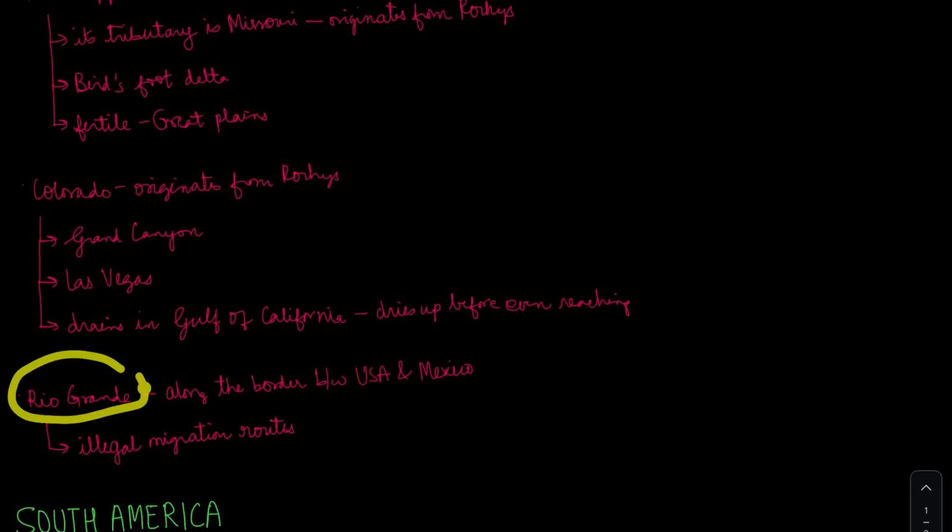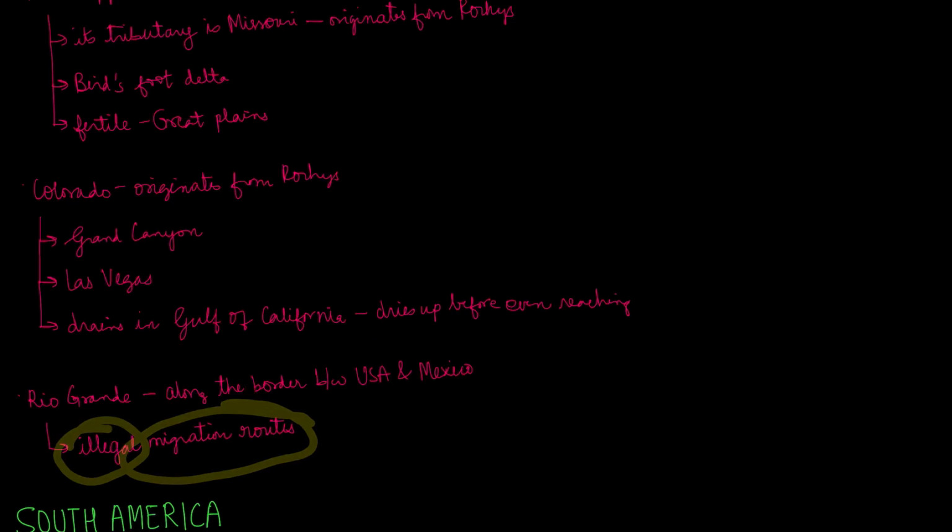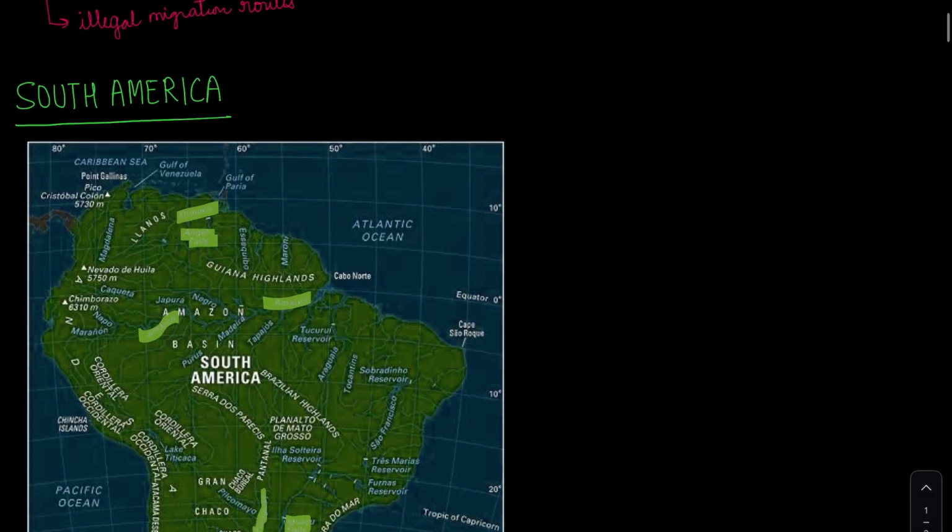So the Rio Grande runs along the border between USA and Mexico. This was used because of the illegal migration routes in this region.